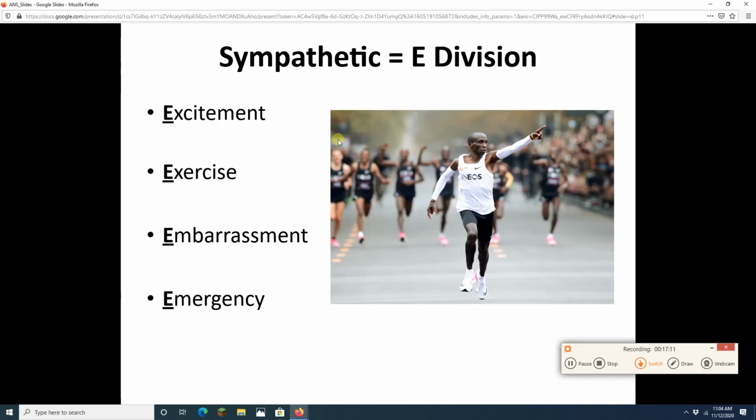Kind of similarly, there is another nickname for the sympathetic division. It's called the E division. The E division, not just fight or flight, but the E division, because this division is turned on when you are excited, when you are exercising, when you are embarrassed, in an emergency. All E's here, thus the E division. So, if you had just broken 2 hours for the marathon, like Eliud Kipchoge here, you would be in the midst of doing some exercise, you would be excited as well. If somebody's embarrassed, their sympathetic nervous system turns on. In an emergency stressful situation, their sympathetic nervous system turns on.